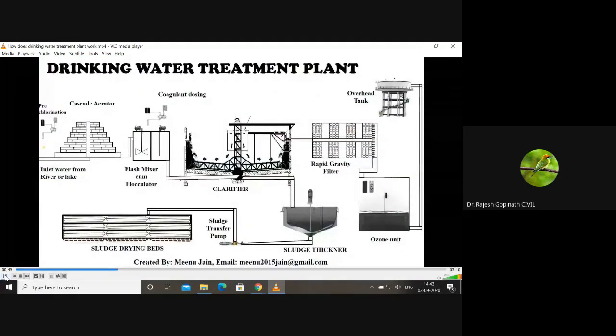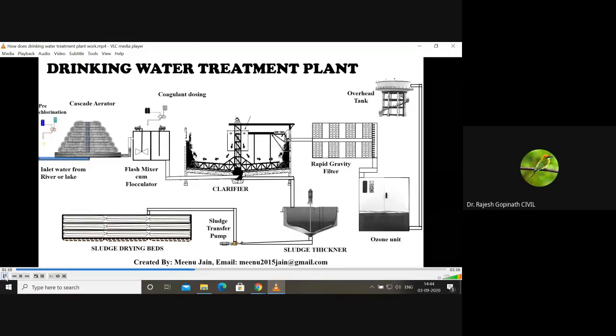This is the animation of process of typical drinking water treatment plant, where inlet water from river is collected in nearby raw water storage tank and pumped to cascade aerator of water treatment plant. Before cascade aeration, pre-chlorination is used for initial disinfection at starting point. In cascade aerator, water is allowed to flow downward through a series of steps to aerate the inlet water for imparting freshness, removal of odor, dissolved gases, iron and manganese.